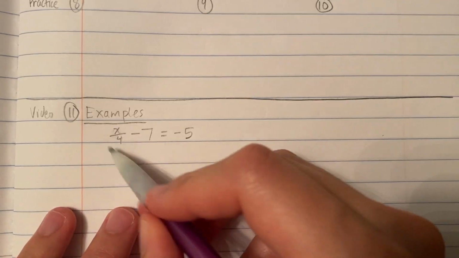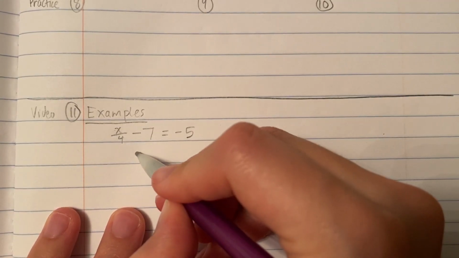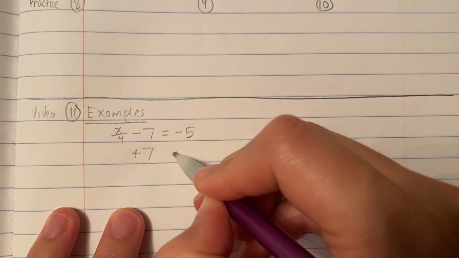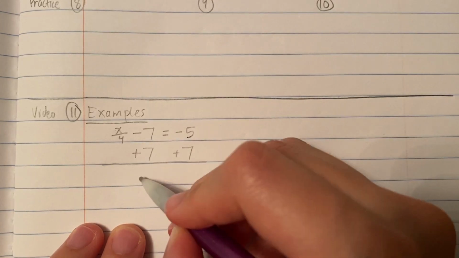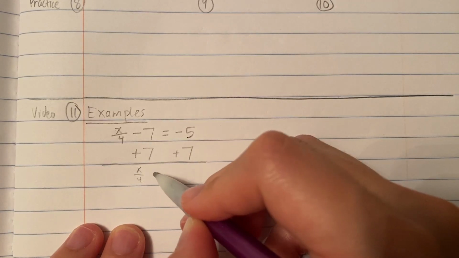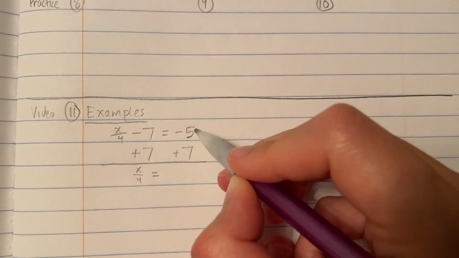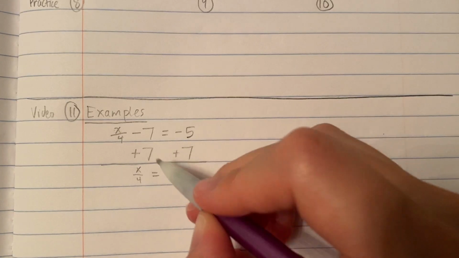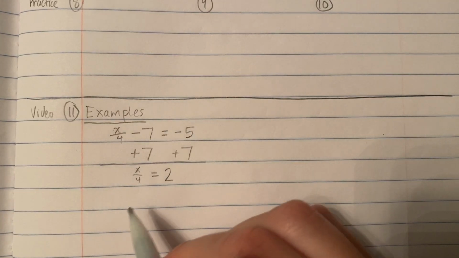So I'm going to ignore this x over 4 for a moment. I need to think, what am I going to do to undo minus 7? The opposite of subtraction is addition, so I'm going to do plus 7 on both sides of the equation. This cancels. I'm left with x over 4, because this is gone, equals negative 5 plus 7. That's 5 negatives and 7 positives. That's positive 2.